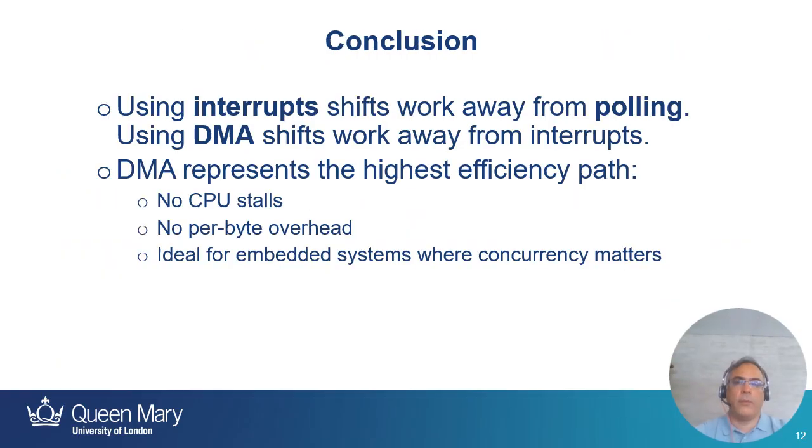So, the conclusion of this lecture: we can say that interrupts shift work away from polling, but using DMA shifts work away from interrupts. DMA represents the highest efficiency path, with no CPU stalls, no per-byte overhead, and it is ideal for embedded systems where concurrency matters.